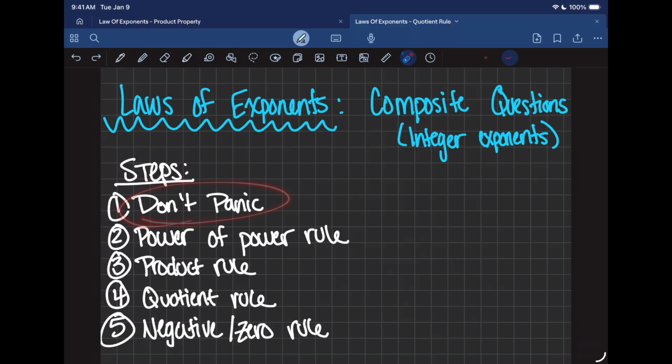First, do not panic. Some of these are going to look very scary, so take a breath and then follow the remaining rules. We're going to look for our power of a power rule, where we had exponents inside and outside and we multiplied those. Our product rule, where we had things side by side and we added our exponents. Our quotient rule was when we had a fraction, something on top, something at the bottom, and we subtracted. And then our negative and zero exponent rule: we move things from opposite sides of the fraction for our negative, and anything to the zero becomes 1.